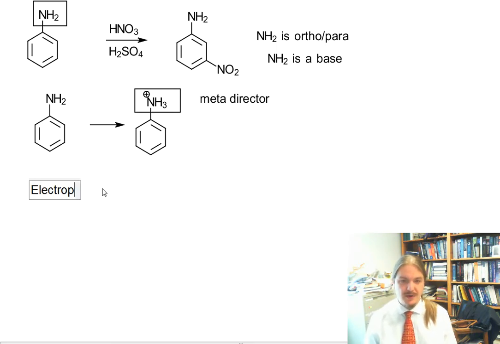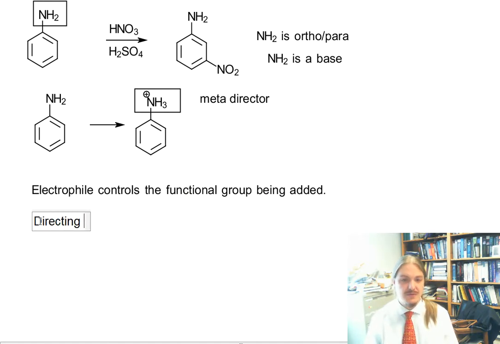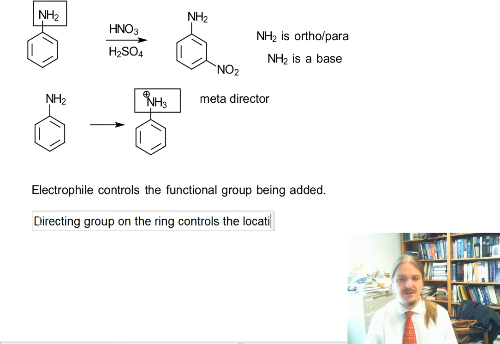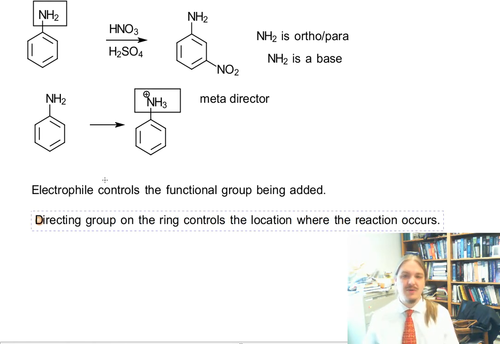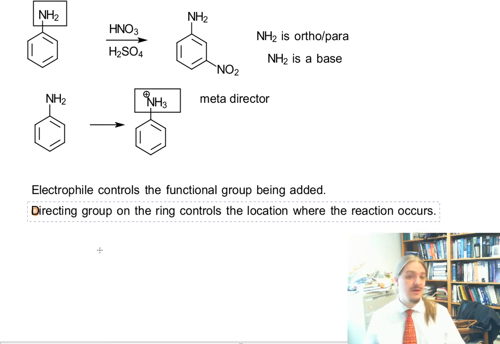I'm going to wrap up down here by putting in my 2 main thoughts, and that is the electrophile controls the functional group being added. The directing group on the ring controls the location where the reaction occurs. If you can keep those 2 things in your head when you're thinking about these reactions, you'll do pretty well.